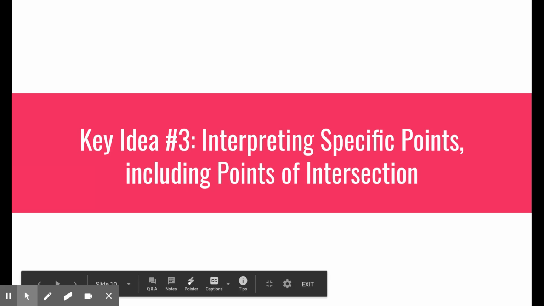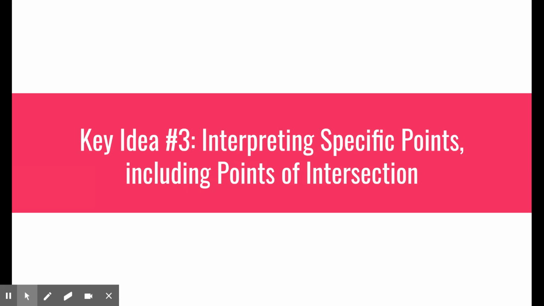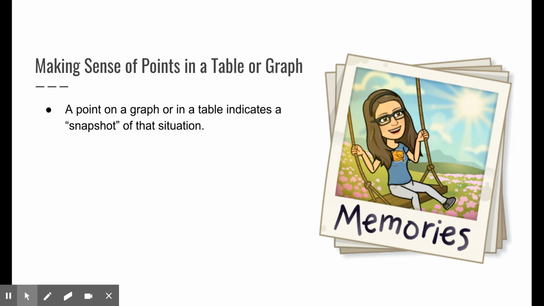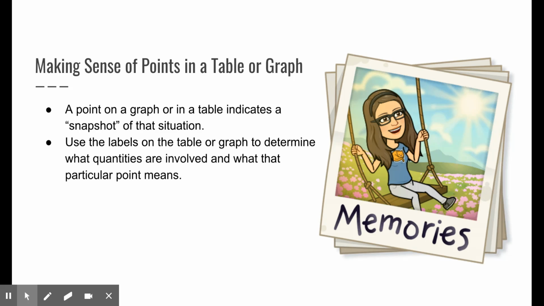All right, the last key idea for quantitative reasoning is interpreting specific points, including points of intersection. So, how do we make sense of particular points in a table or graph? Consider a point as a snapshot of that situation. If you don't know what a point is, you may call it an ordered pair, an XY pair, coordinates. Those are all different ways of talking about a point within a graph or a table. And it's just talking about a snapshot, like one particular moment in this story that's being told.